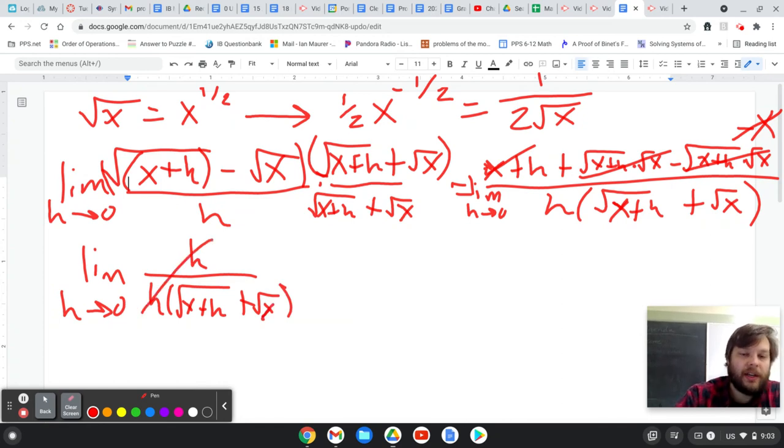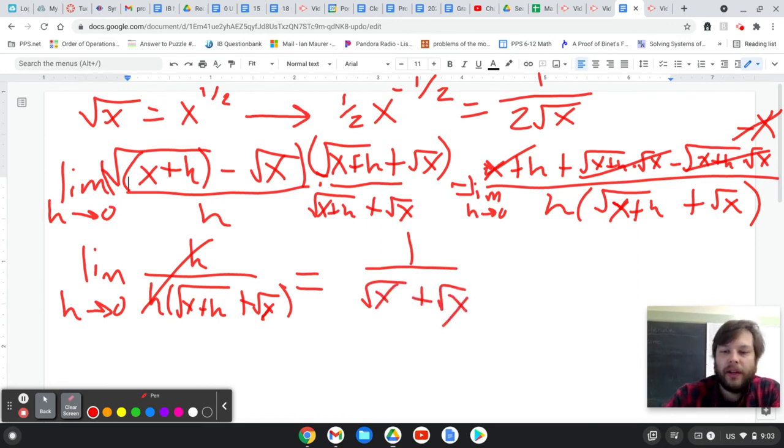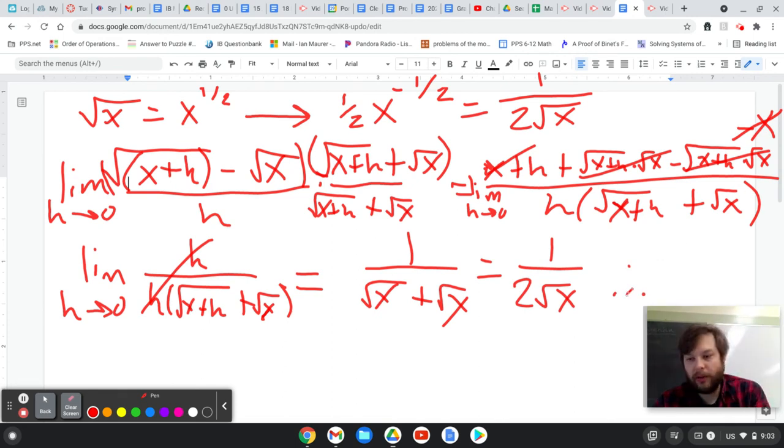The h's cancel out very nicely, and we have 1 over the square root of x plus h plus square root of x. I did the limit as h approaches 0 there, and then that just is 1 over 2 square root of x, as desired. In the next video, I'll talk about how you handle rational functions, in other words, when x is part of a fraction.